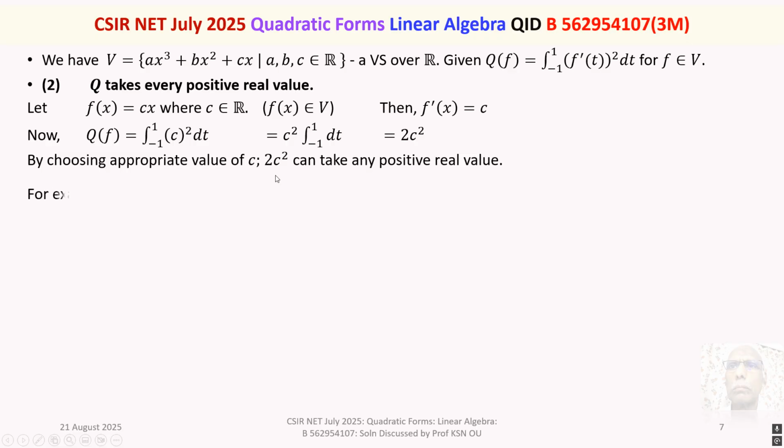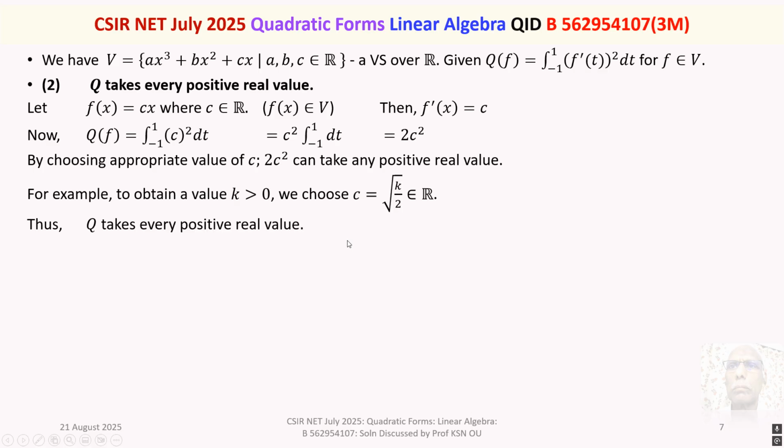For example, you want to obtain a positive value, say k greater than 0. Then 2c squared is equal to k, c squared is equal to k by 2, and c is the square root of k by 2, which belongs to R. So choose c to be this. Thus 2c squared can take any positive real value by choosing an appropriate value of c. Thus, Q takes every positive real value. Correct, so option 2 is true.